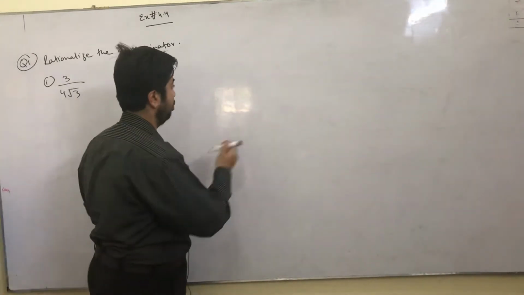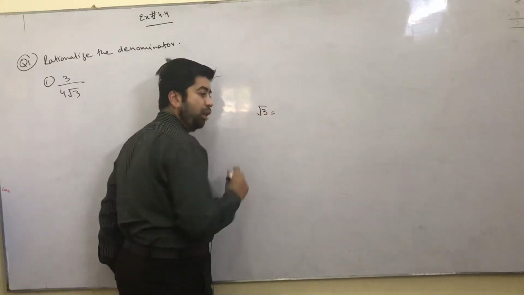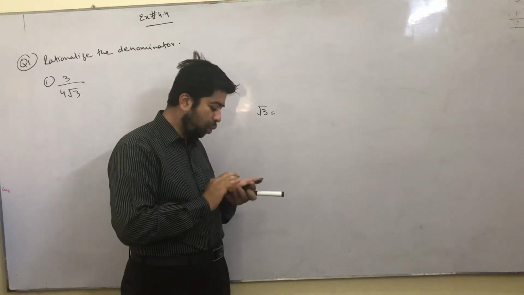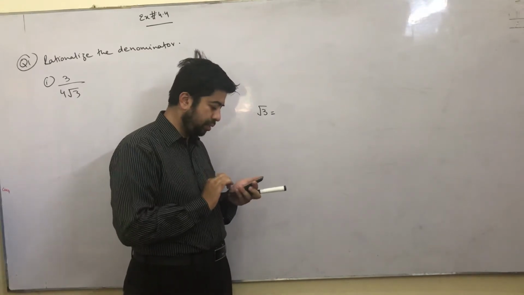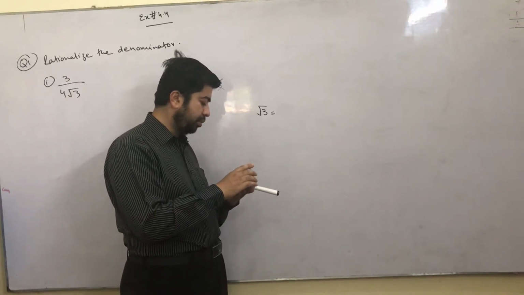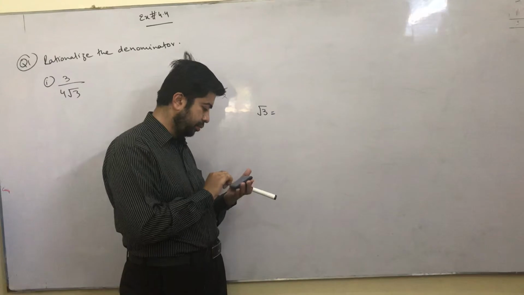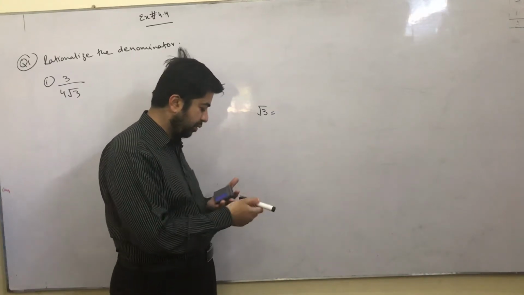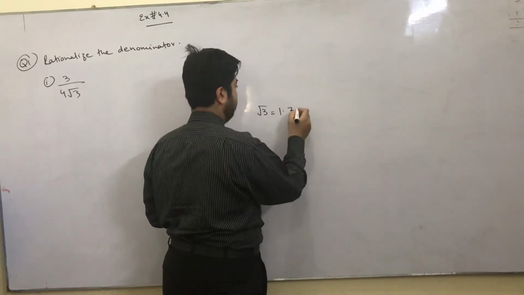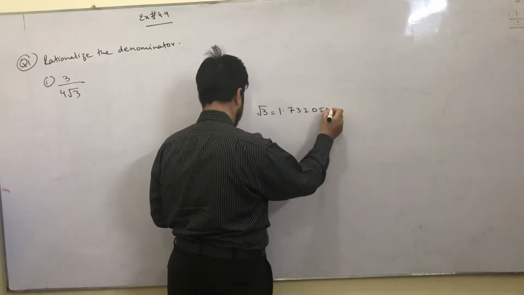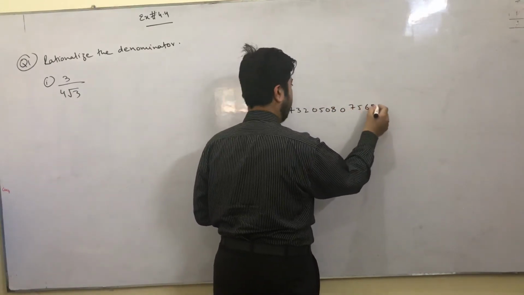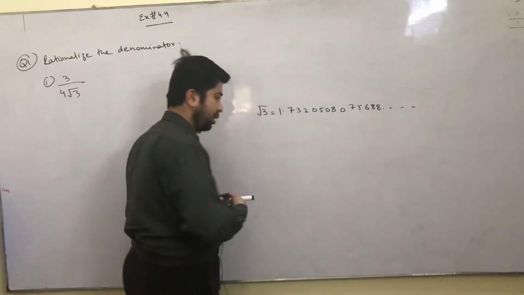I will tell you again. What will be the answer of square root 3 from your calculator? Let's see again what the answer of square root 3 is. Open your calculator and type square root 3. The answer will be 1.732050807568 and so on.